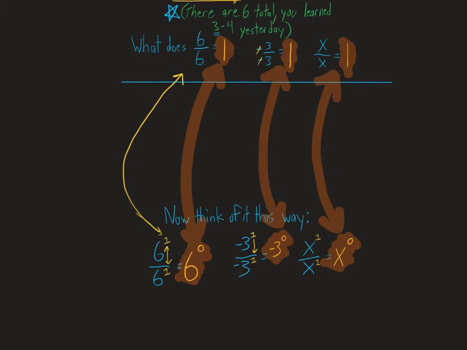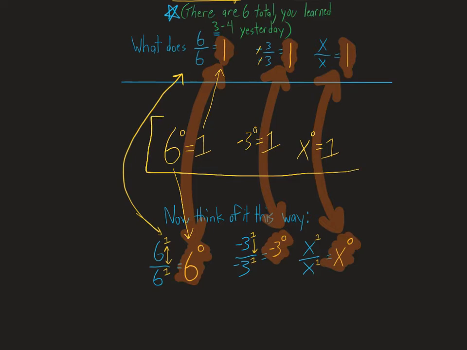So that, interestingly enough, tells us 6 to the 0 must be equal to 1. Because we can see it's the same thing when we evaluate it both ways. Negative 3 to the 0 must equal 1. Interesting. X to the 0 must equal 1. We just determined the next exponent rule.